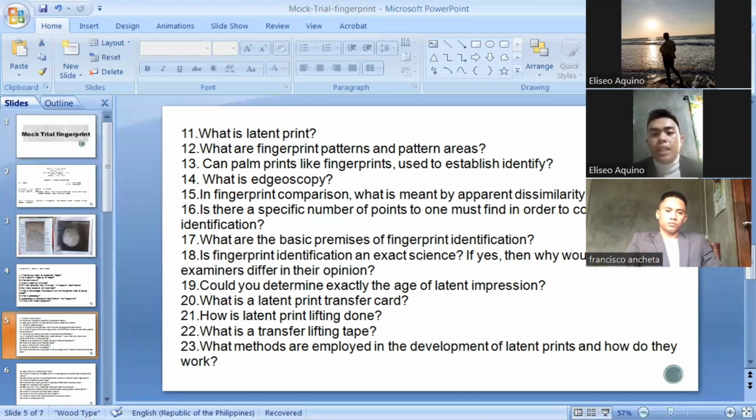Could you determine exactly the age of a latent impression? There is no scientific way to determine the time a latent print was deposited on a surface.